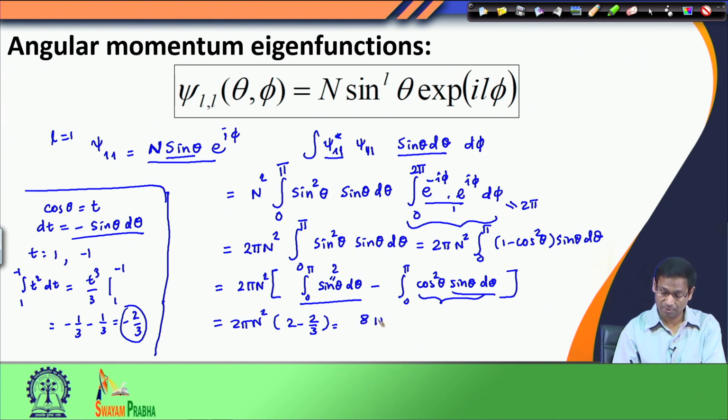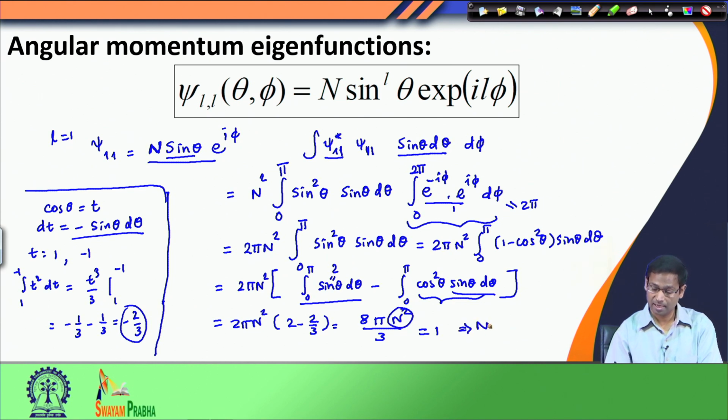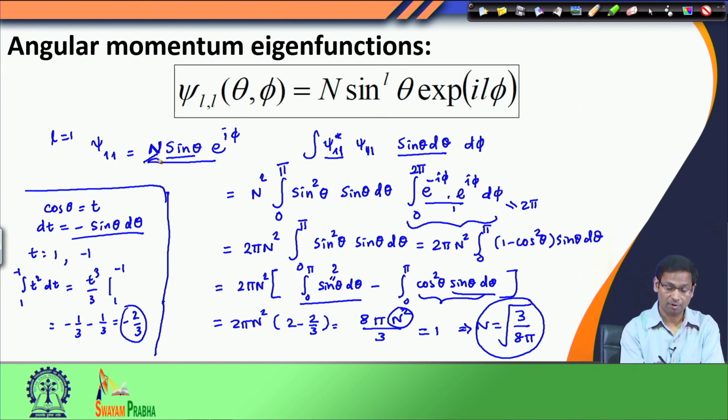So, I have 8 pi n square divided by 3, and if this function is normalized, the right hand side has to be 1. In this case, what is the value of n? N is the square root of 3 by 8 pi. So, I got this normalization constant as the square root of 3 divided by 8 pi, and I would use this in this form, and then I have the complete functional form of psi 1 1.